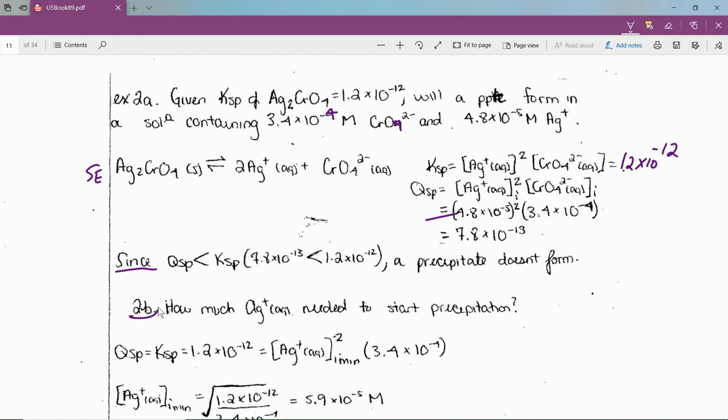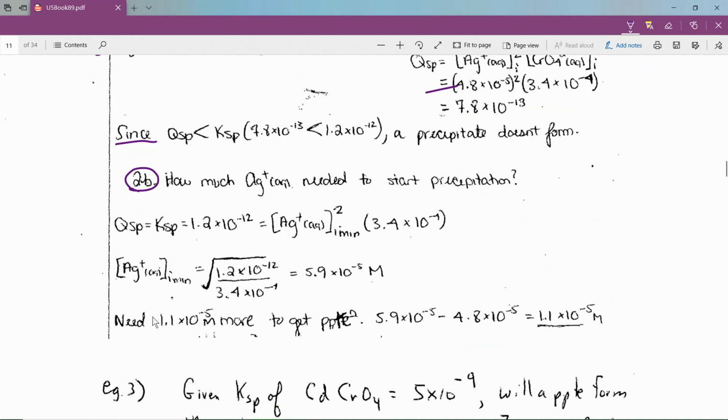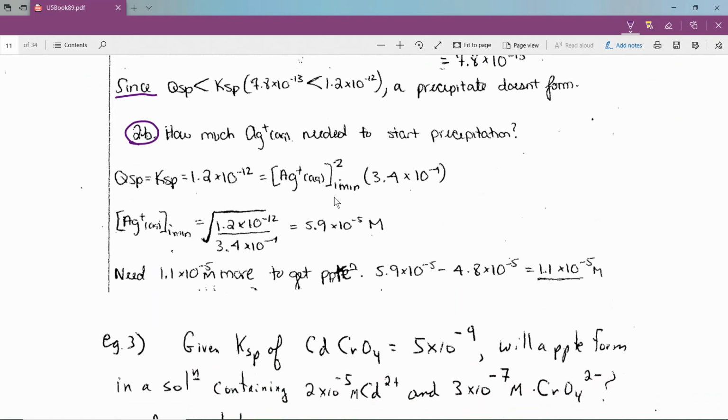So an obvious question might be in 2b, or not to be, that is the question. But in 2b, how much Ag plus is needed to start the precipitation? So the chromate was 3.4 by 10 to minus 4. So in other words, we're asking for what's the minimum amount of Ag plus needed to start the precipitation. So Ag plus instantaneous minimum squared times the chromate is 1.2 by 10 to minus 12. So I take 1.2 by 10 to minus 12 divided by 3.4 by 10 to minus 4. I take the square root, and the minimum amount needed is 5.9 by 10 to minus 5.